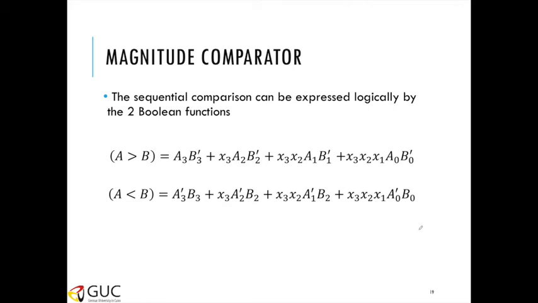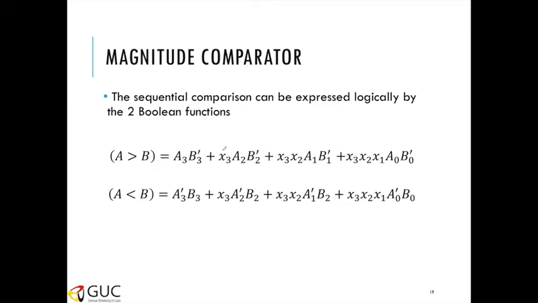The sequential comparison can be expressed logically by the following two Boolean functions, and by examining the first one and specifically how it looks like a sum of products, this allows us to realize that if any of these min terms, if any one of them on their own, is equal to 1, then the whole expression would evaluate to 1, giving us a clear signal that A is indeed greater than B.